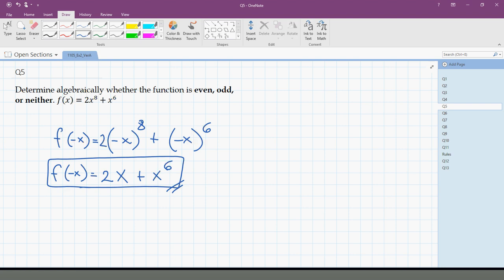If you don't go back to the original one, you can check for odd. And that will mean changing the y for negative y. If you go back to the original function after you multiply negative through the whole function, that will mean it's odd. If it doesn't go back, that means it's neither.